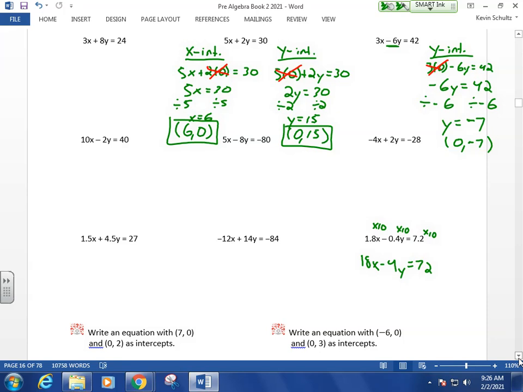So in the other one, that contains decimals there: 1.5x plus 4.5y equals 27. What are we going to need to multiply each term by to eliminate those decimals? If you want to, you can certainly solve this as it is here. Removing the decimals is not required. But if you wanted to, what would you have to multiply each term by to do it?